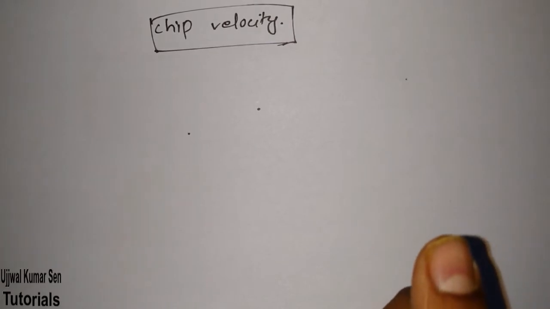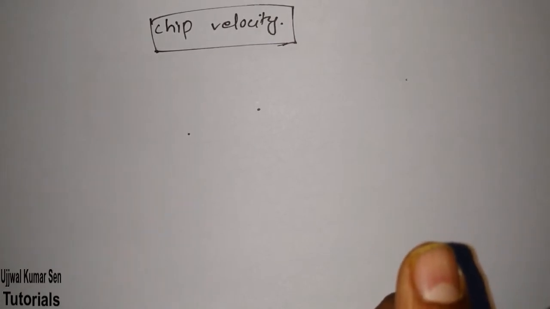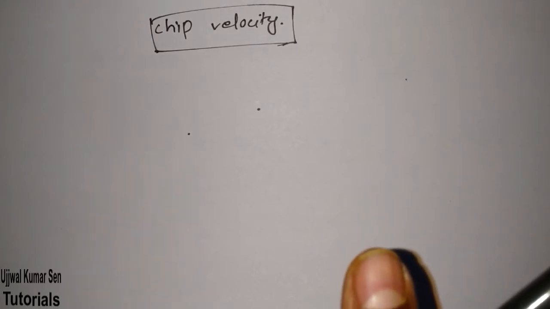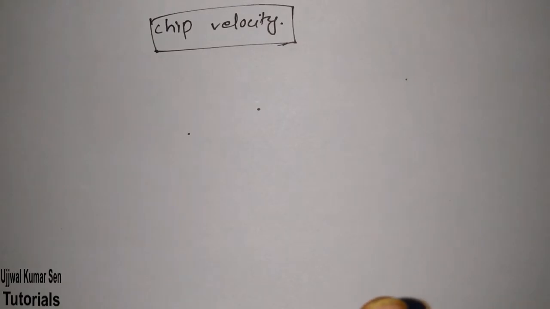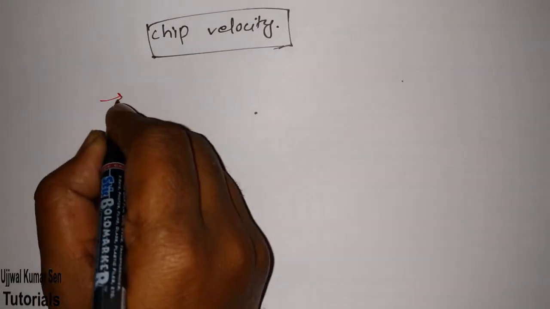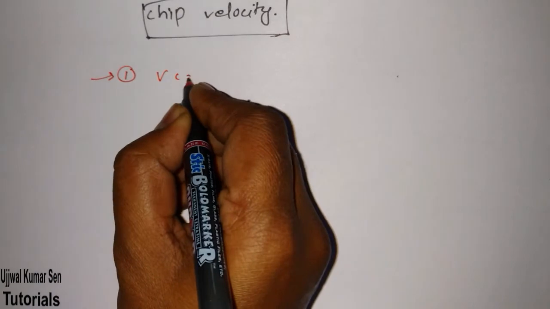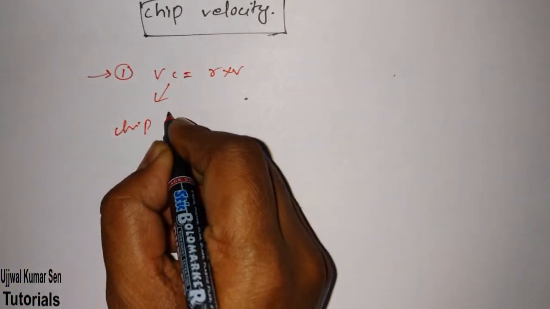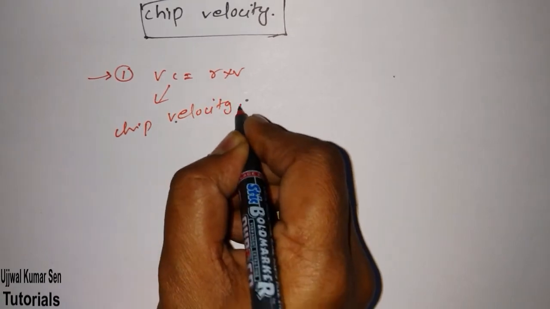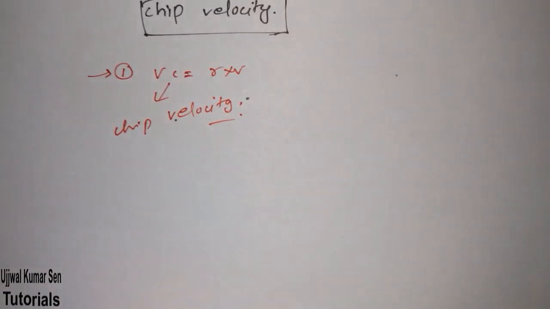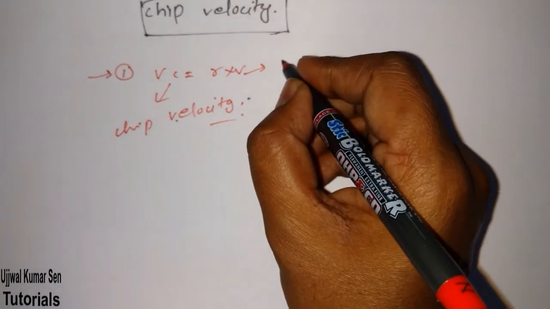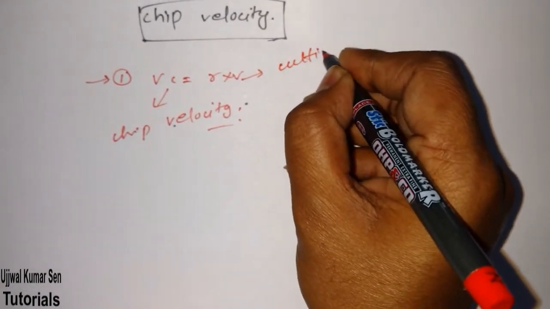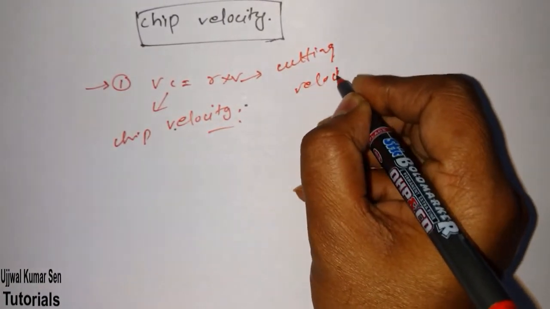Whenever the cutting process is going on, because of that cutting process there will be some velocity of the chip, and that velocity is known as chip velocity. So basically, there is a relation: vc is equal to r into v, where vc is known as chip velocity, and v is known as cutting speed, or sorry, cutting velocity. You must say cutting velocity, right?